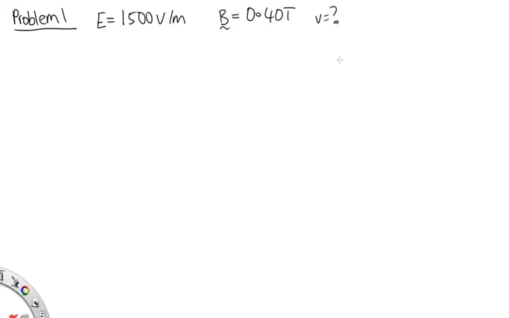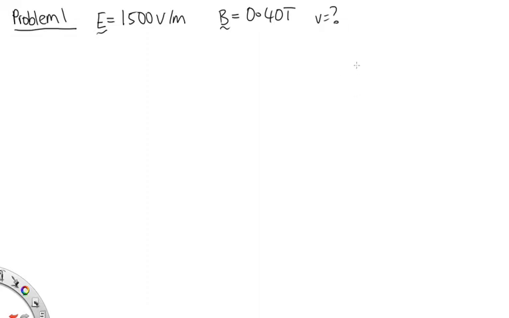Problem 1. In this problem we have an electric field of 1500 volts per meter and a magnetic field of 0.40 teslas acting on an electron moving with a velocity v such that it produces no force, and we're asked to calculate the minimum electron speed v. As there's no force, we need to have the electric force and the magnetic force on the electron in equilibrium.